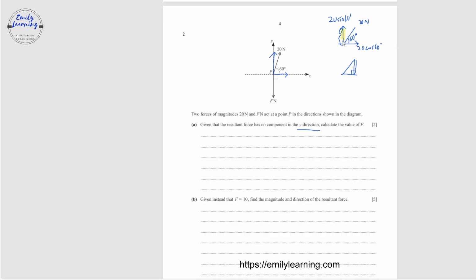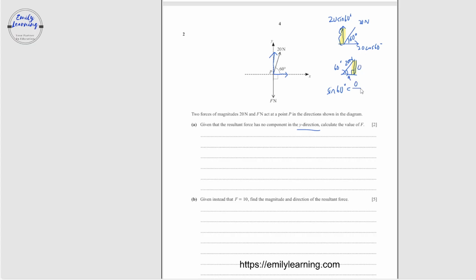This length here and this length here are the same, right? Okay, and here is 60 degrees, and I have the hypotenuse, which is 20 newtons. So using sine 60 degrees equals opposite over hypotenuse, which is 20. Your opposite is 20 sine 60 degrees. So therefore here is 20 sine 60 degrees.